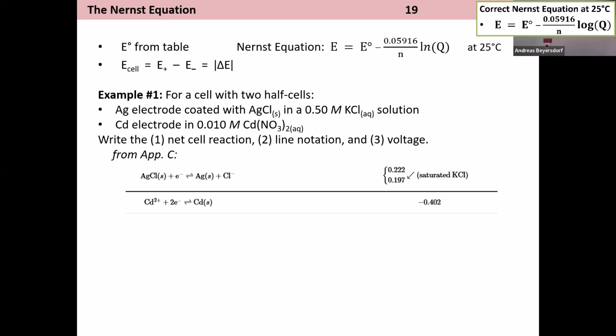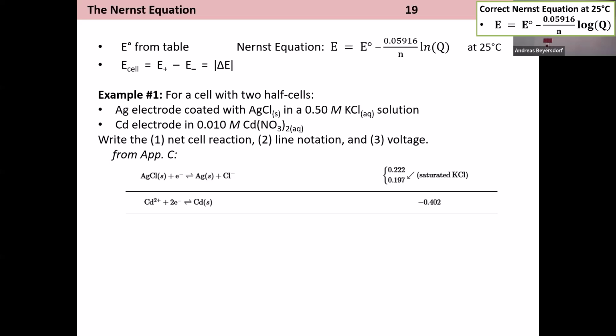All right, the third thing that's asked of us is to calculate the voltage. Okay, so let's just calculate a voltage, right? Well, could I just take the 0.222 minus the negative 0.402? I would get 0.624 volts. That would be easy, but that's not what we want.